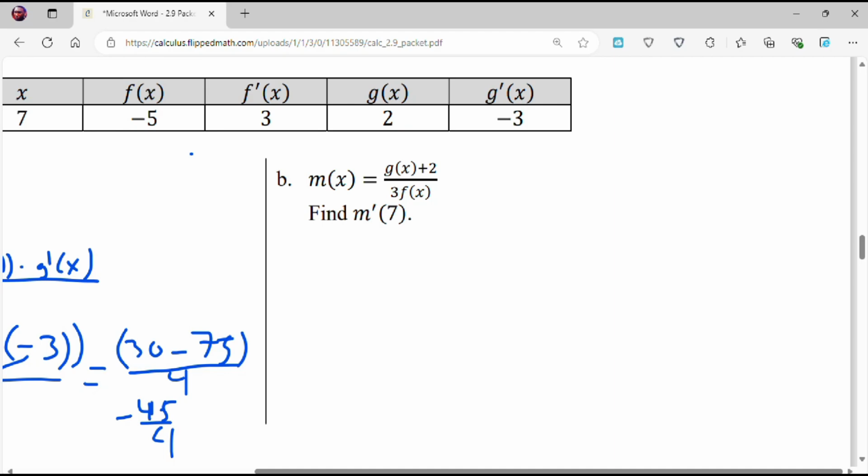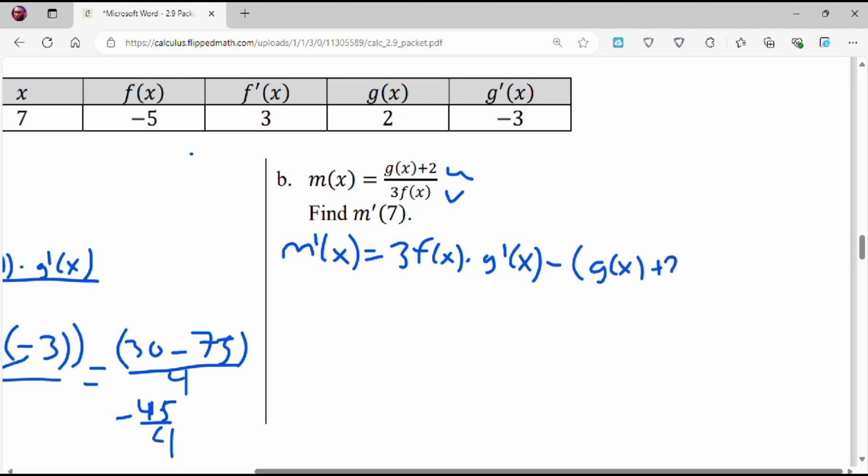Again, we're going to plug in values later. We're going to find m prime of x first. So denominator is v, numerator is u. So v u prime, so derivative of numerator is going to be g prime of x, minus u v prime.